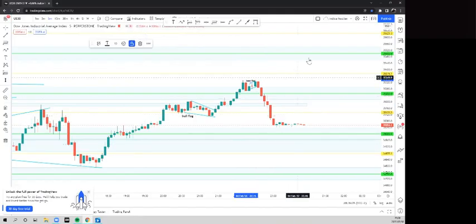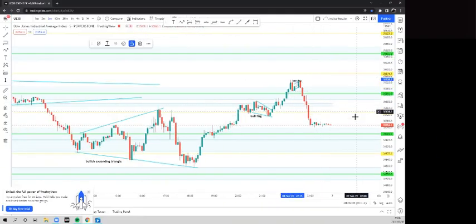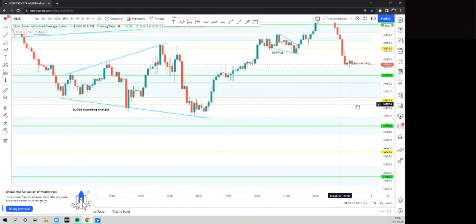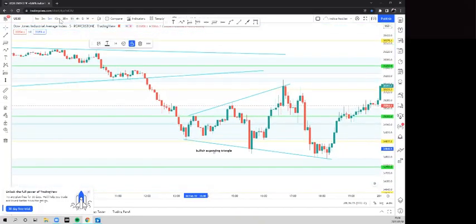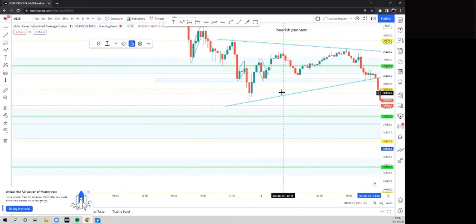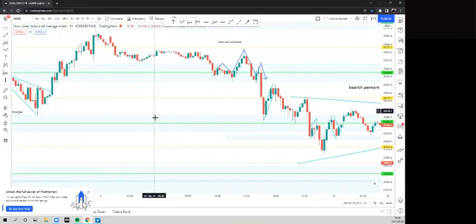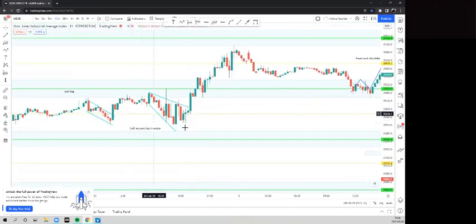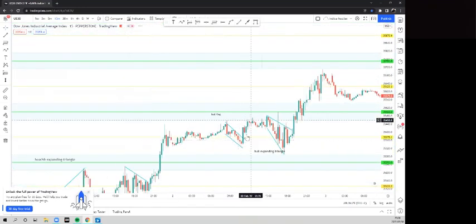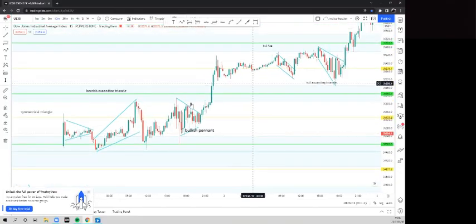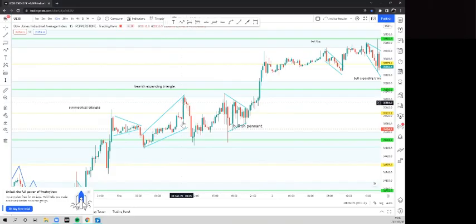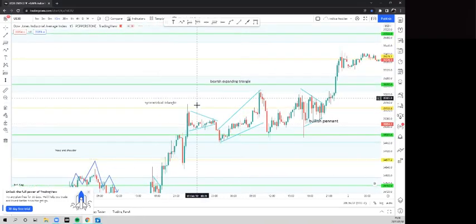So now when I look at my chart and I see all these ups and downs, I can actually identify why I had all these ups and downs. Look here, head and shoulder, price must go down. Bullish expanding triangle, price must go up. Bullish flag, price must go up. Bullish pennant, price must go up. Bearish expanding triangle, price must go down. Symmetrical triangle.